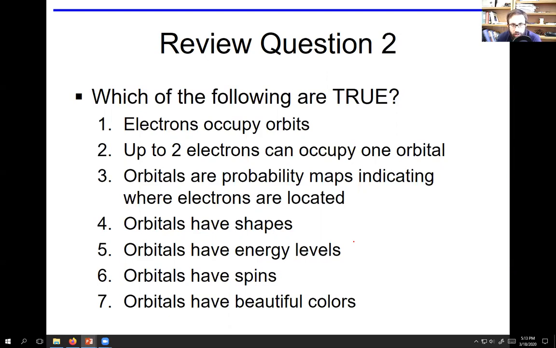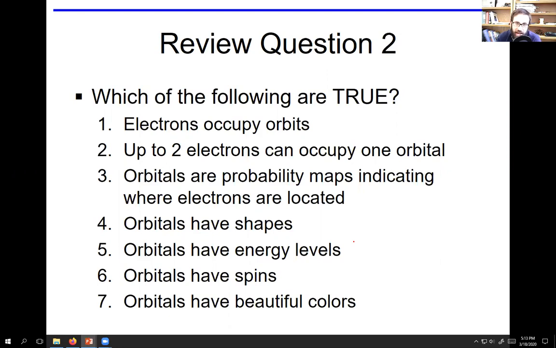n equals 1, n equals 2. Those are the periods on the periodic table. Orbitals have spins. Orbitals themselves don't have spins. Electrons have spins, right? Plus 1/2, minus 1/2. Orbitals have beautiful colors. No, they don't have colors. They're tiny. Our eyes can't see anything that small. Color doesn't even make sense at that small, okay?